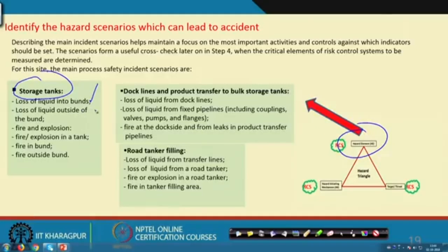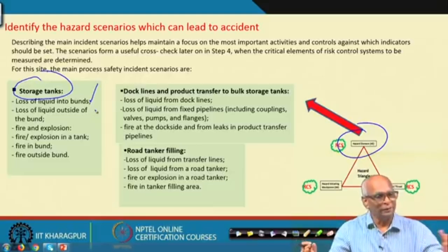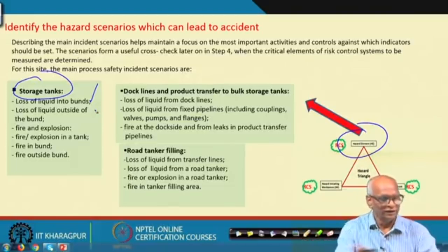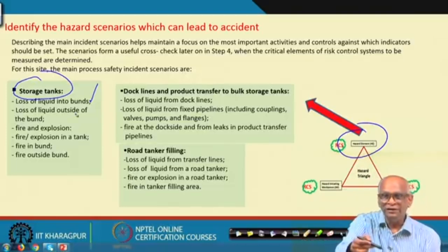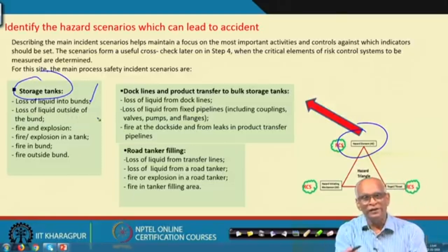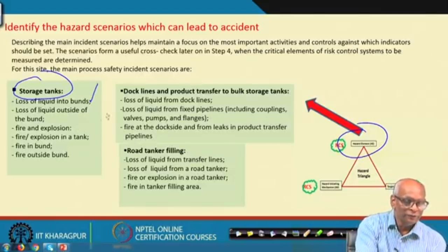Loss of liquids in the bunds. The tanks will have a bund. If any leakage happens, the bund will hold the liquid, and it will not go outside. So, loss of liquid from the tanks, loss of liquid outside of the bund if the bund fails, it will go outside. Fire and explosion in the tank, fire and explosion in the bund and fire outside. These are all hazardous elements for the storage tanks.